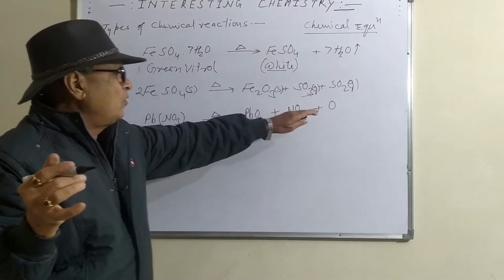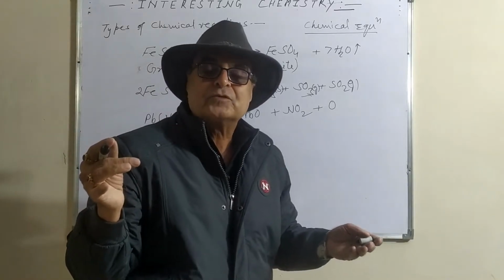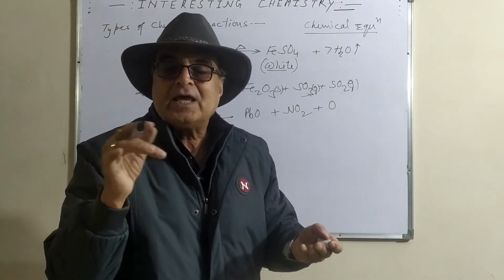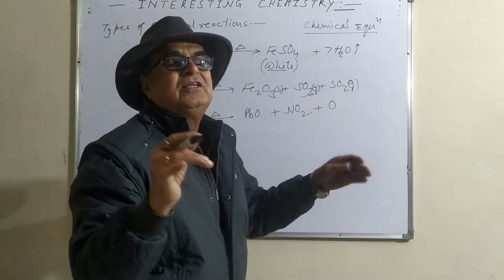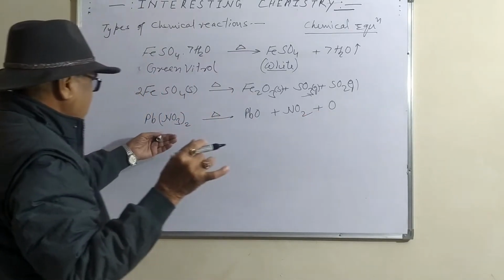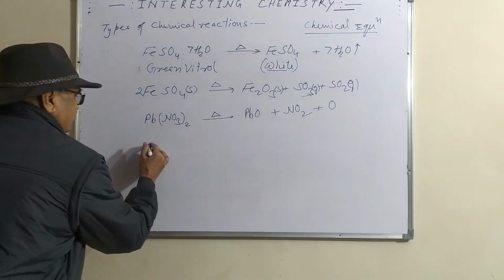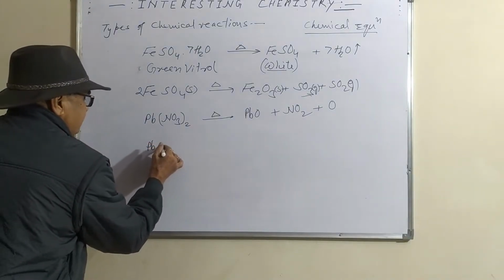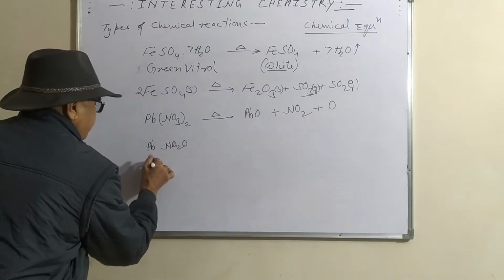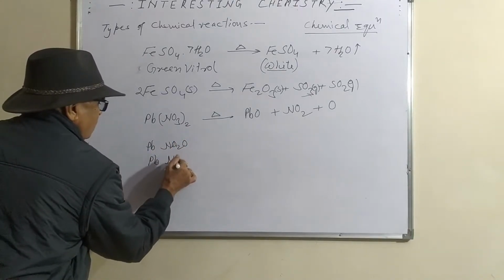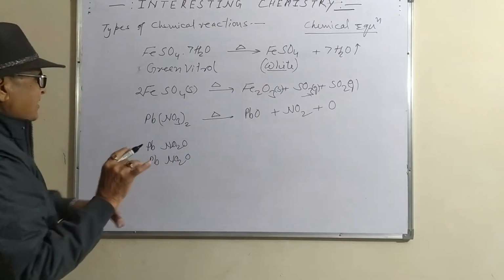Oxygen is written in the atomic form. Again, to balance the equation, first of all write this oxygen in the atomic form. Now come to the extra one. To understand, PbNO3 gives PbO and this is the extra one.